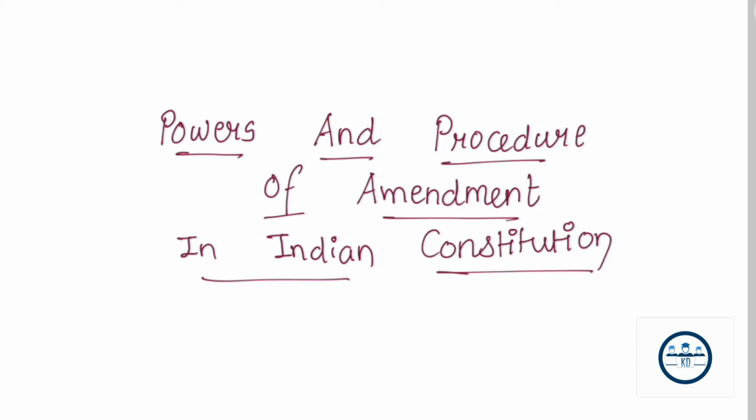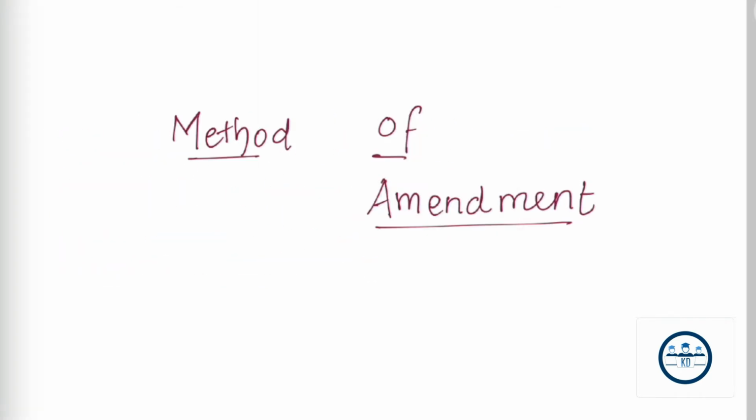Further, they decided to make the Constitution both rigid as well as flexible. They laid down a flexible amendment method in respect of some parts, and for several others they provided a rigid method. So let's see the method of amendment.